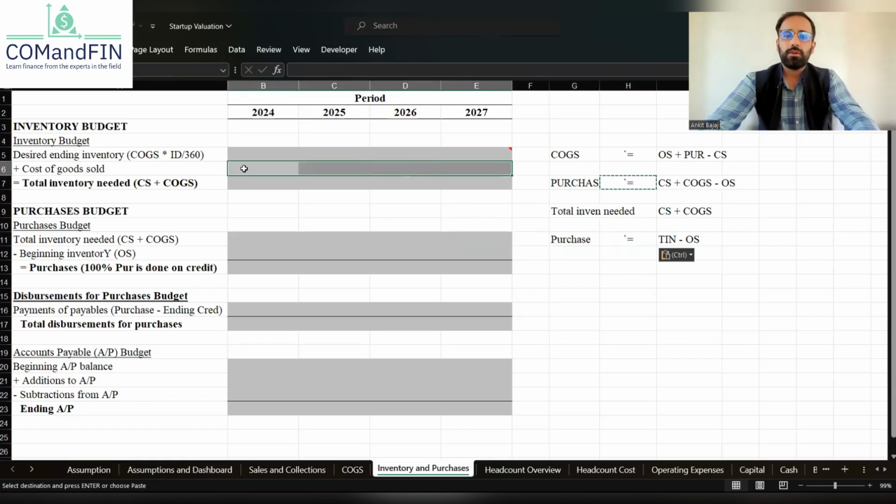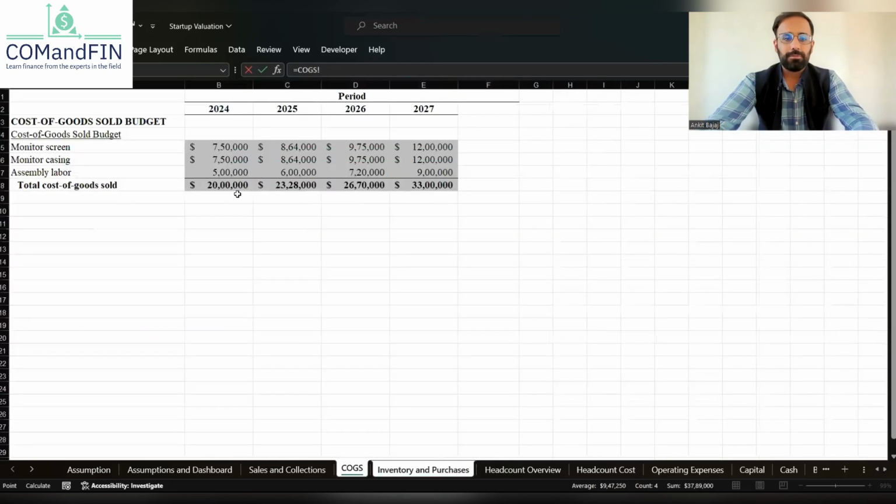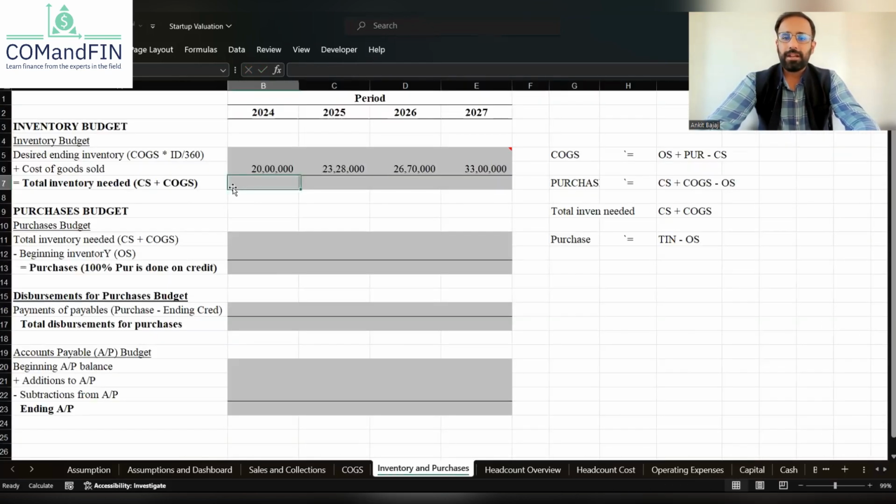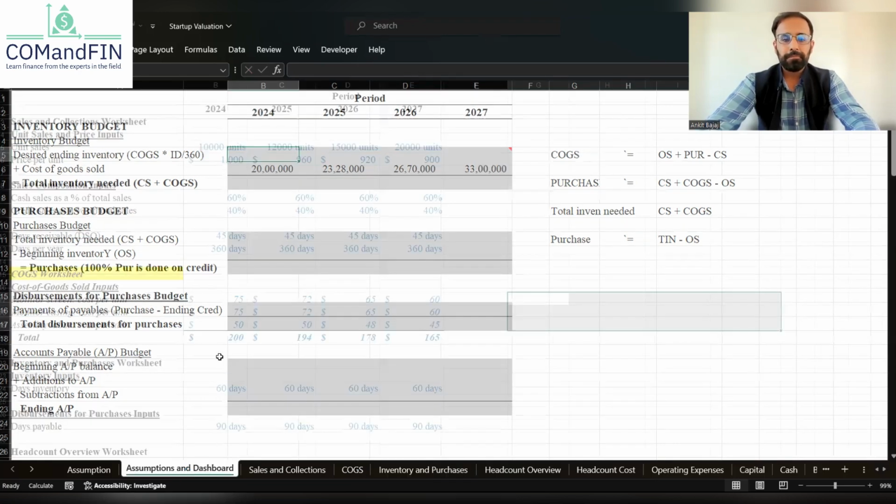Now we know the cost of goods sold. We have already calculated the amount of cost of goods sold, so I will bring this value here. Now we have to find out the desired inventory. What is going to be the closing inventory value here? I have already written the formula, but still I would like to discuss this concept in detail.